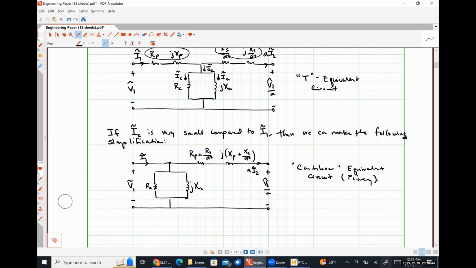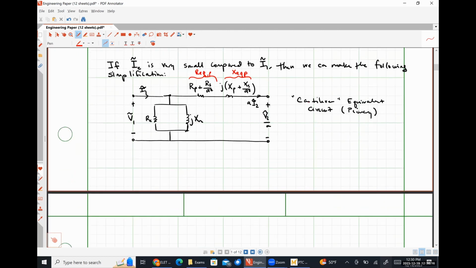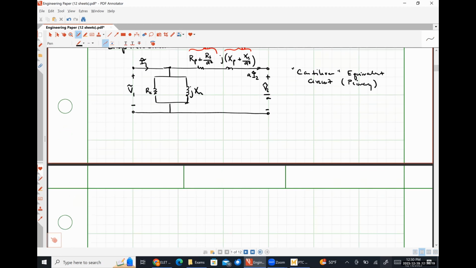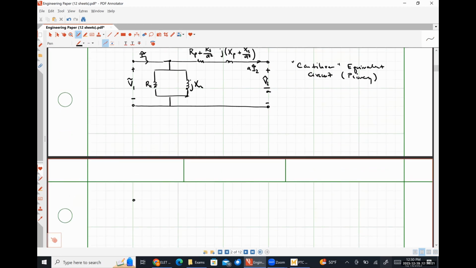We can develop similar models referring everything to the secondary side. So actually, before I do that though, I'm going to call this REQ sub P and XEQ sub P. So this is just the equivalent series resistance referred to the primary side and the equivalent series reactance referred to the primary side. So if we refer everything to the secondary side, it'll look something like this.